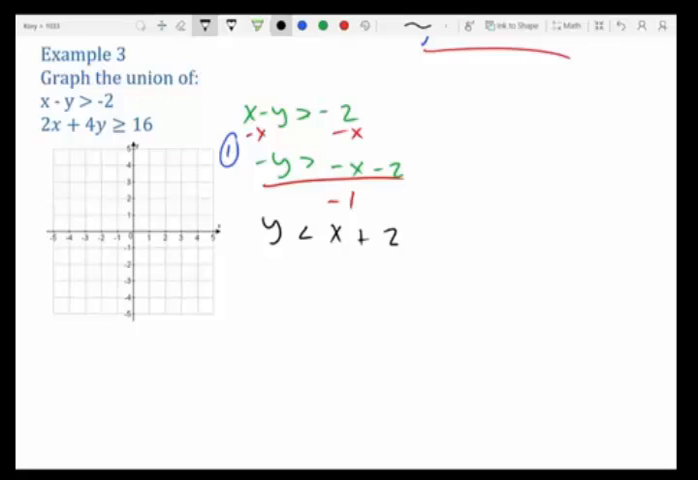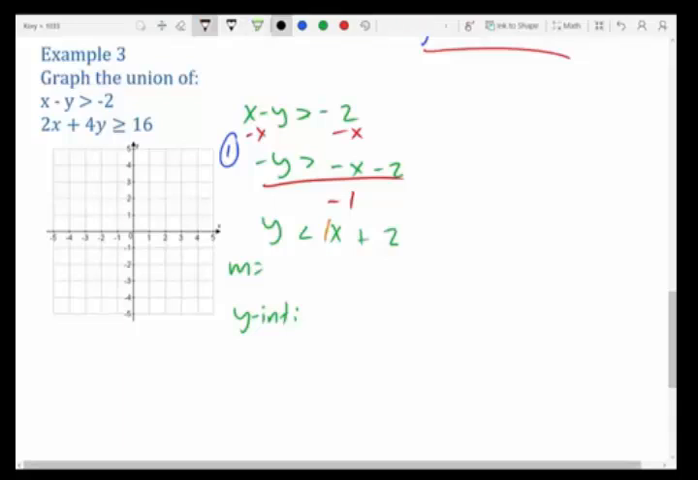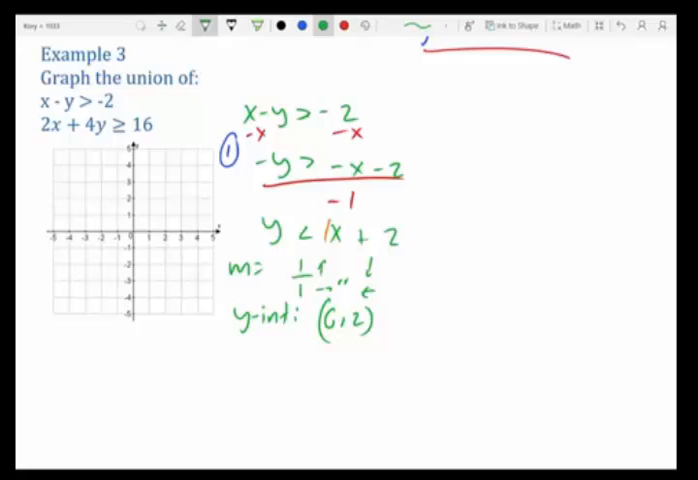Now we need to identify a few things: our m and our y-intercept. So our slope, there's always an imaginary 1 here, so our slope is 1 over 1. So we can go up and right or down and left. And our y-intercept is 0, 2. So we're going to go to 0, 2, plot our point, and go up 1, right 1, up 1, right 1, down 1, left 1, down 1, left 1.